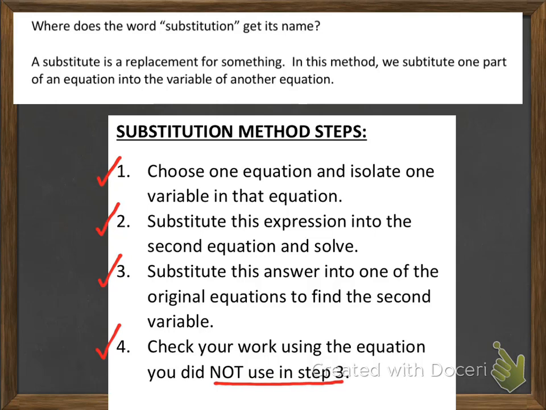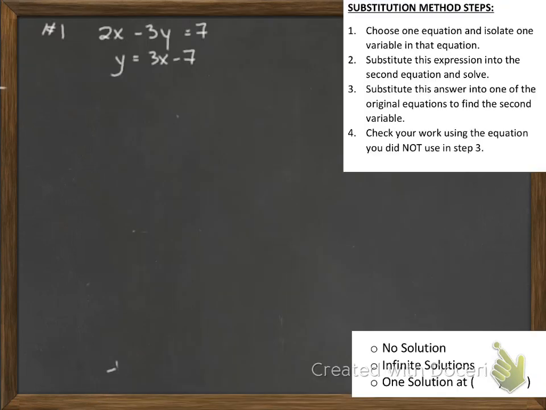Alright, example number 1, we have 2x minus 3y equals 7, and we have y equals 3x minus 7. So first we need to isolate one variable.